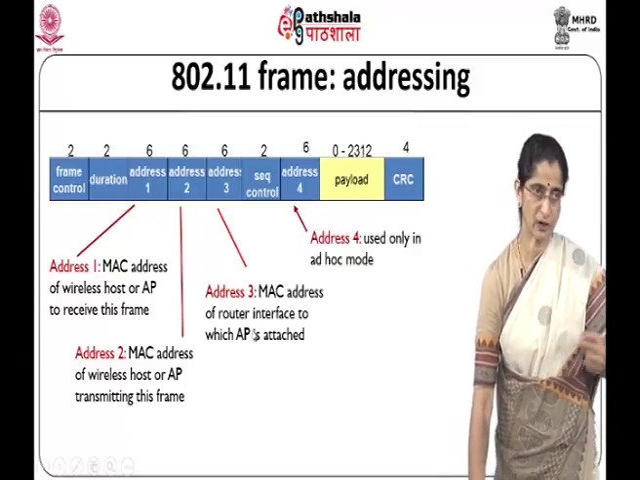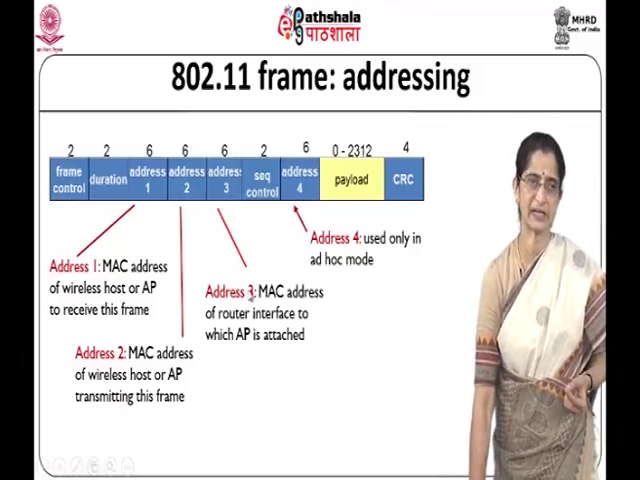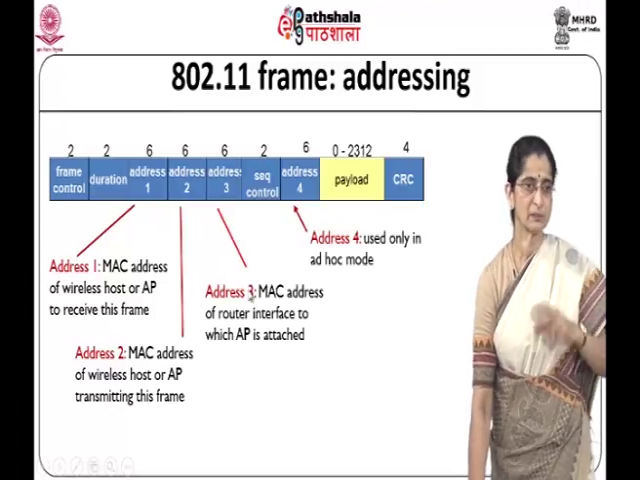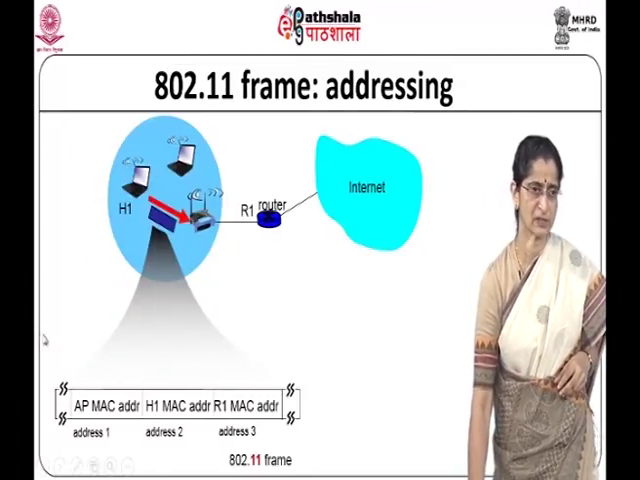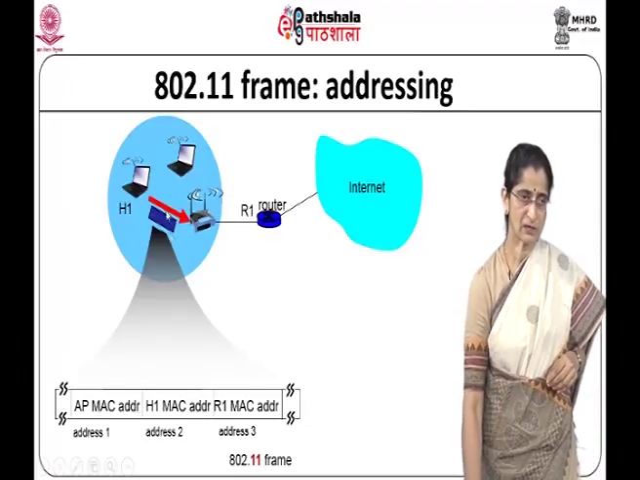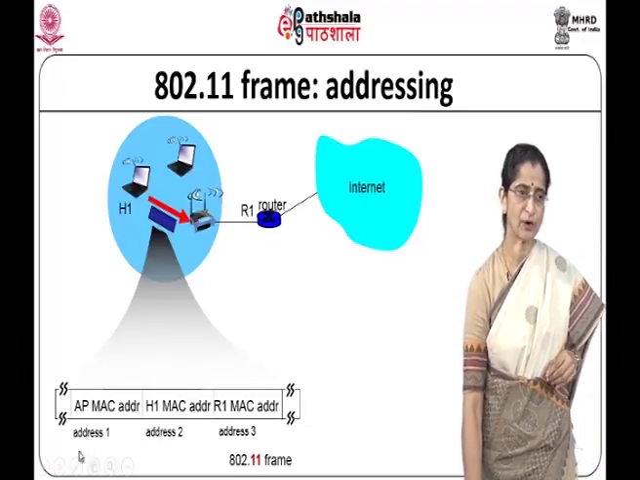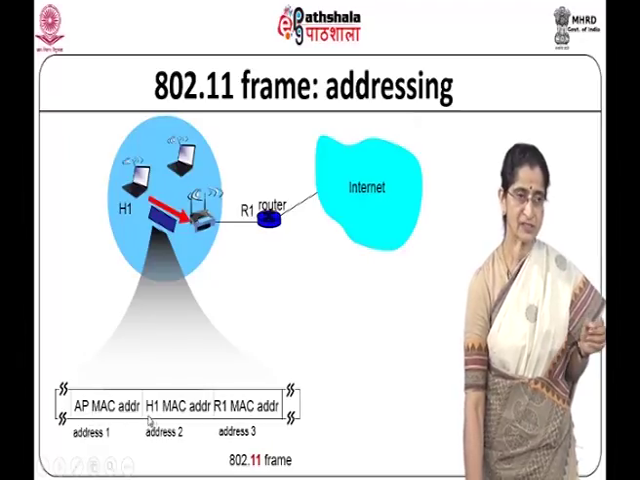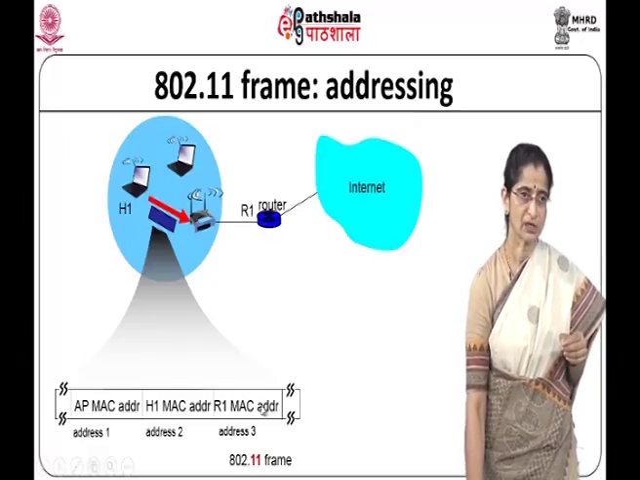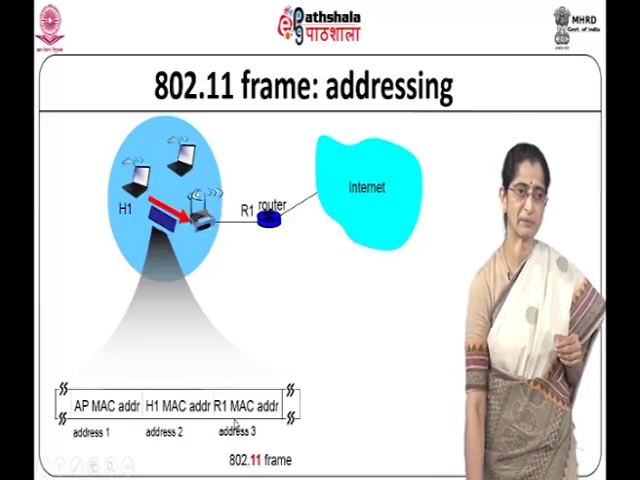Otherwise, if this access point is connected to a router, this is the 3rd address that we will need. Okay, so this is the purpose of the 3 addresses that we have over here. So you can see how the addressing will be. When your H1 is connected to the access point, address 1 will have the AP MAC address, that is the destination. H1 MAC address is the source, and the 3rd address will have the R1 MAC address.